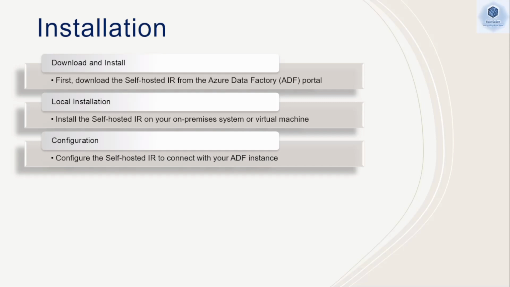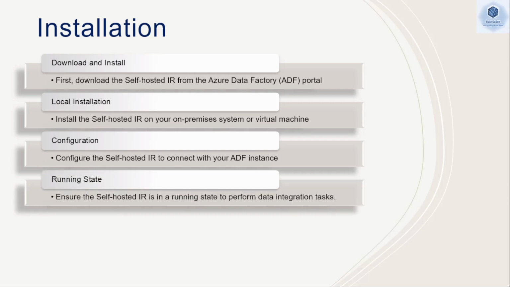In the Azure Data Factory portal, when you download the self-hosted integration runtime, they provide keys for configuring the self-hosted integration runtime with your Azure Data Factory. You can use those keys to provision your self-hosted integration runtime to your particular Azure Data Factory. Once you have downloaded and installed it, you need to configure it with Azure Data Factory so you can access the self-hosted integration runtime in your ADF components.